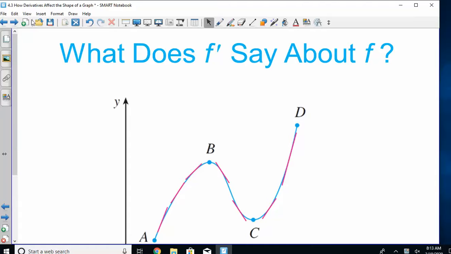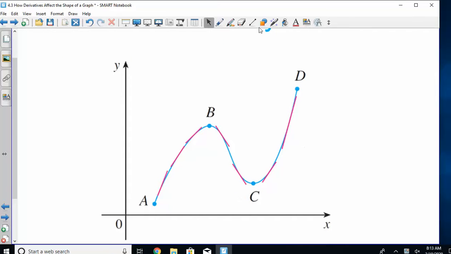The first thing on your handouts, you've got this little picture. And we are trying to decide what our derivative tells us about the actual graph. If that blue curve here is my graph, and the pink represents the tangent lines, which we know the derivative is the slope of those lines. What's true about these lines right here? Right, those are all positive slopes, right? And our graph right there is increasing.